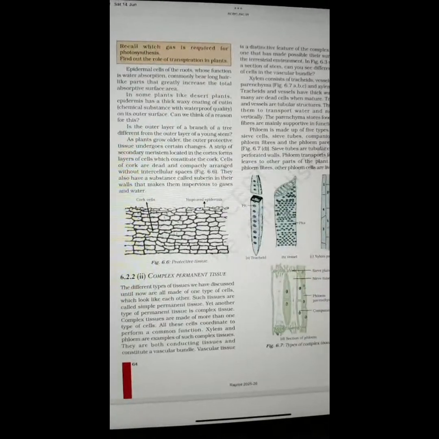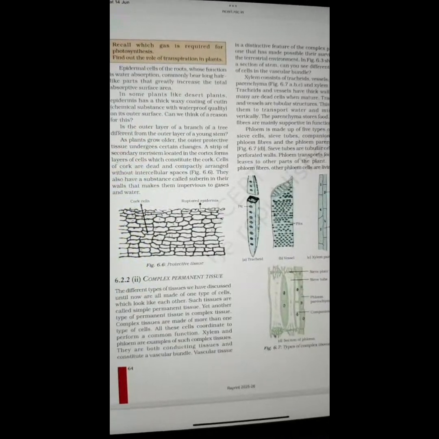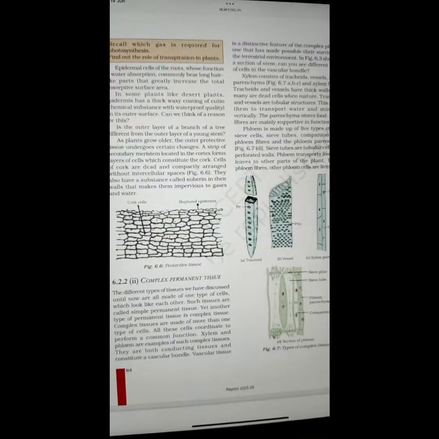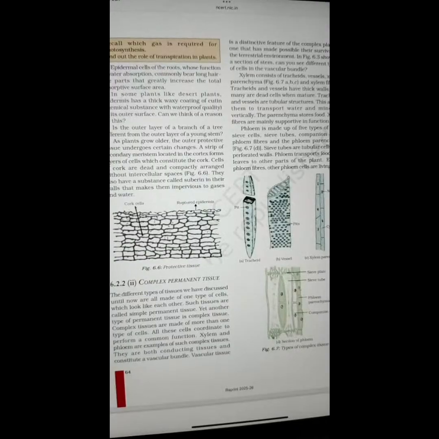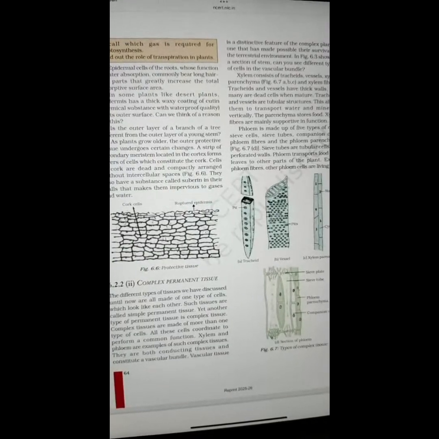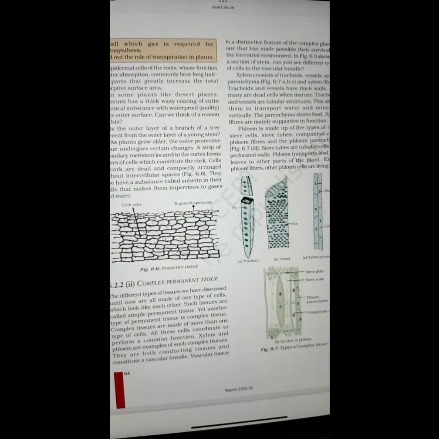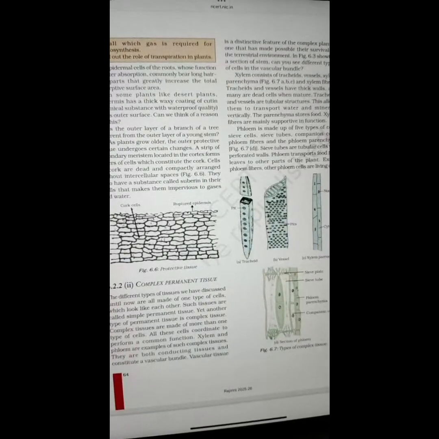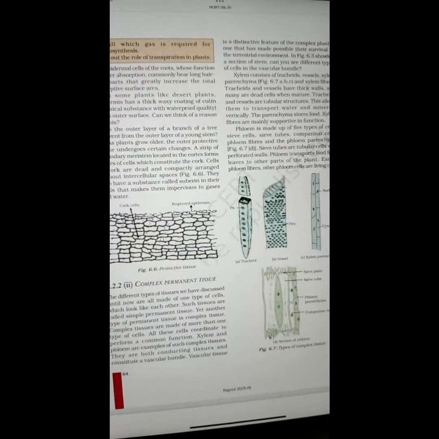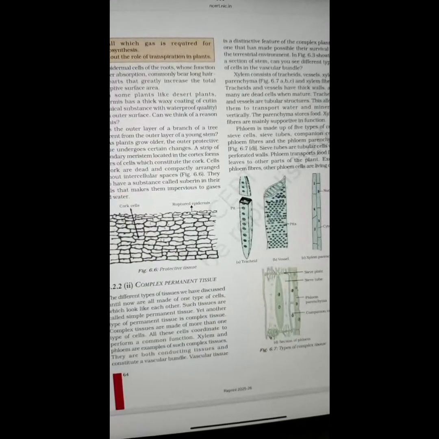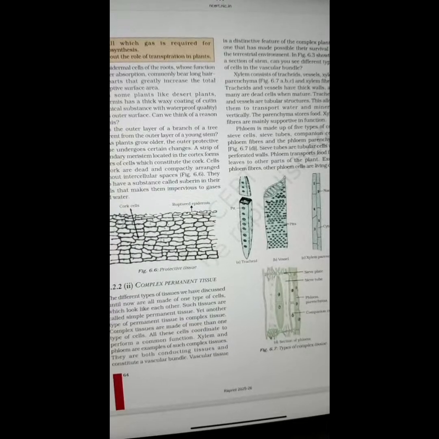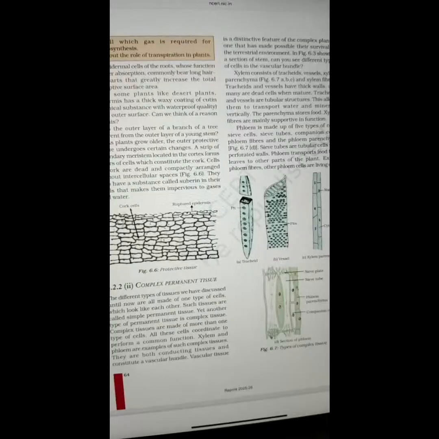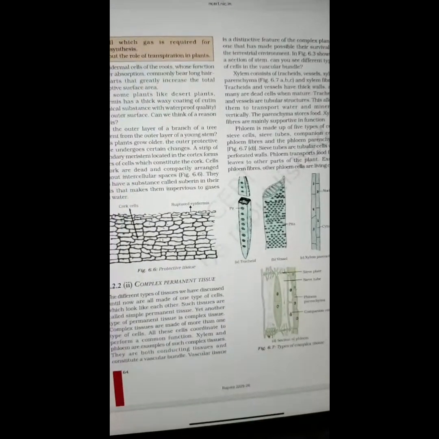Let's come on to the next title, that is 6.2.2, complex permanent tissue. The different types of tissues we have discussed until now are all made of one type of cells, which look like each other. Such tissues are called simple permanent tissue. Yet another type of permanent tissue is complex tissue. Complex tissues are made up of more than one type of cells. All these cells coordinate to perform a common function. Xylem and phloem are examples of such complex tissues. They are both conducting tissues and constitute a vascular bundle.